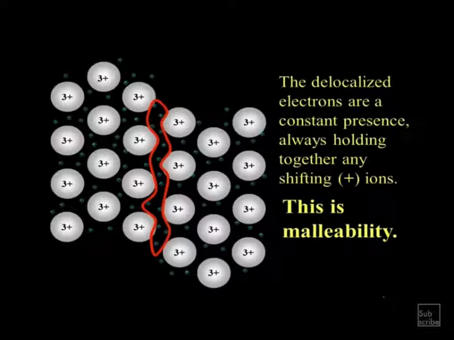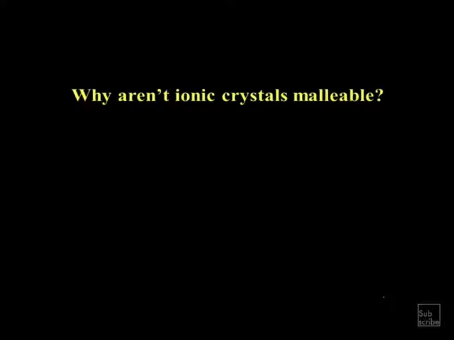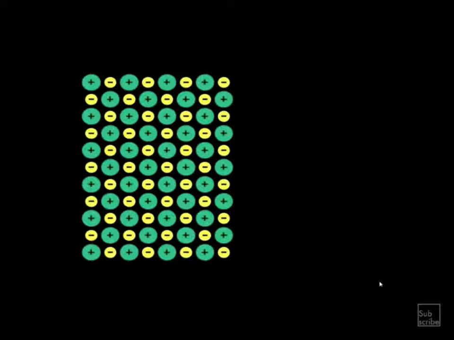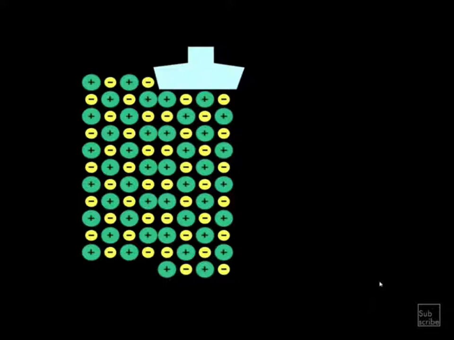So this is malleability. And a nice contrast would be to look and see, why does hitting an ionic crystal not result in this sort of malleability? When we hit an ionic crystal, it shatters. Let's hit this ionic crystal with a hammer and see what happens. So no matter how you hit it, you're always going to come to some point where like charges are lined up. And so if like charges are lined up, the result is going to be a great deal of repulsion, and that's going to split the crystal.